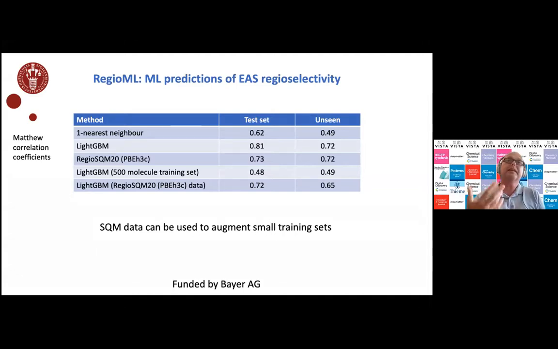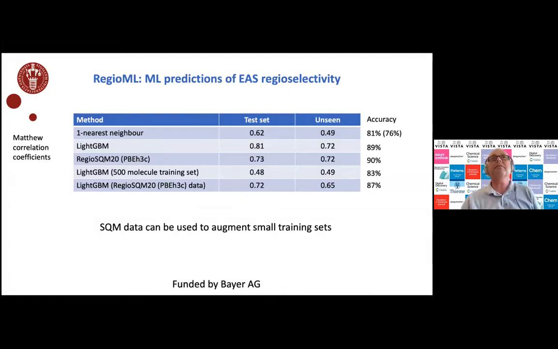is that the quantum data can be used. If you have a reliable quantum model, even if it's semi-empirical or partially semi-empirical, you can use that to augment small training sets. And so this gets me back to accuracy.